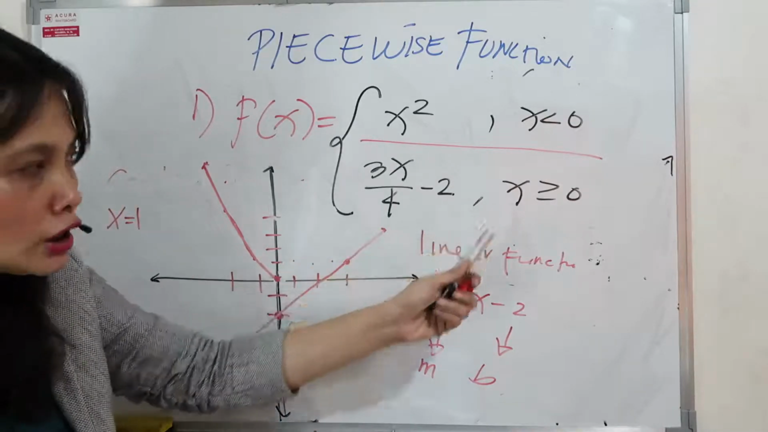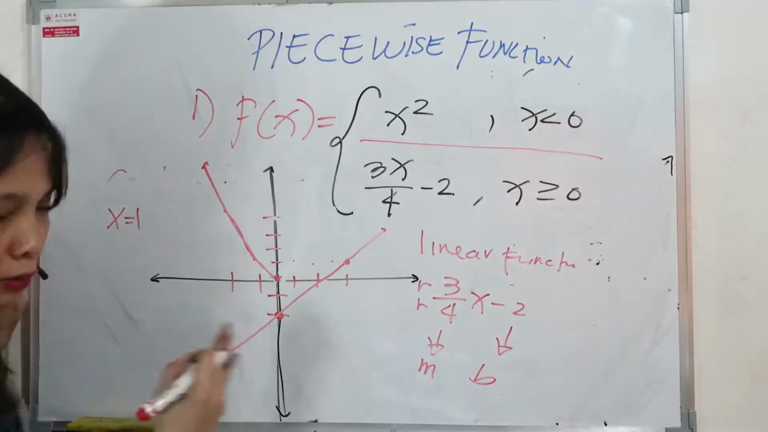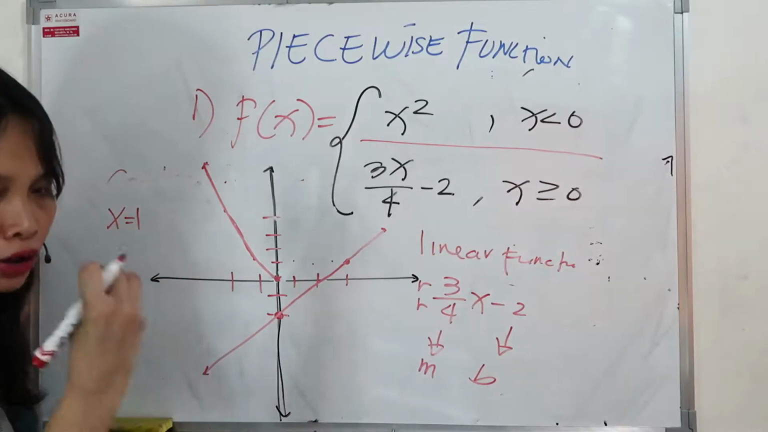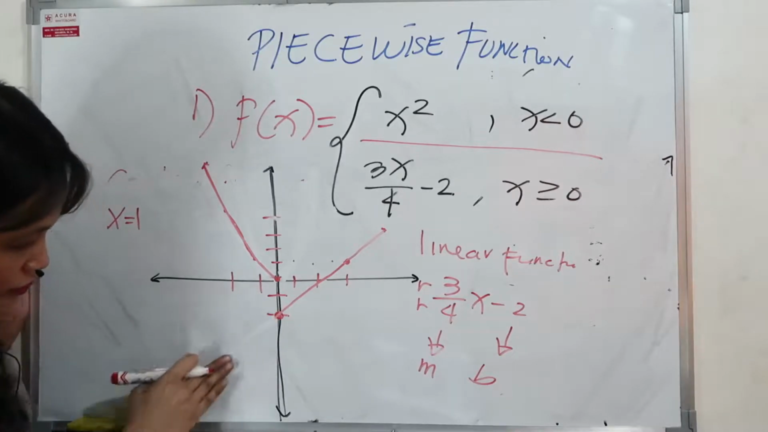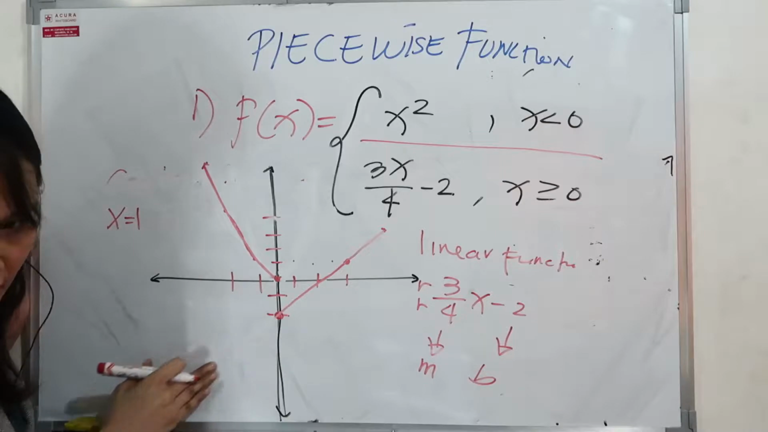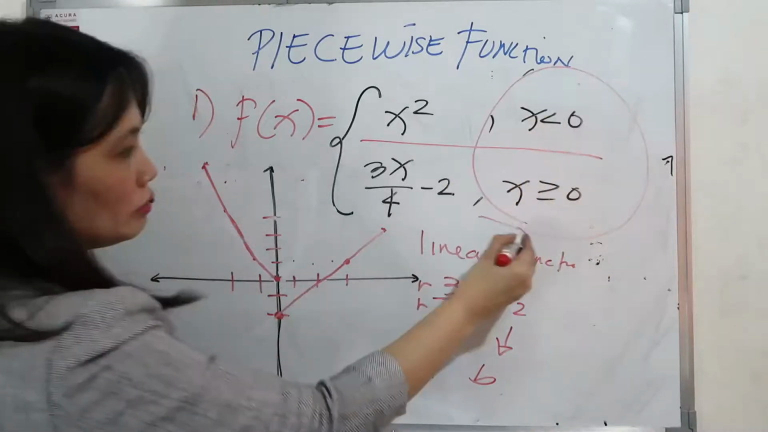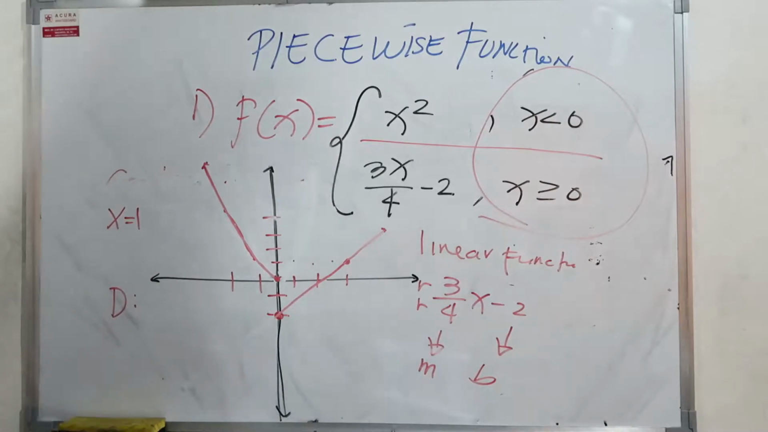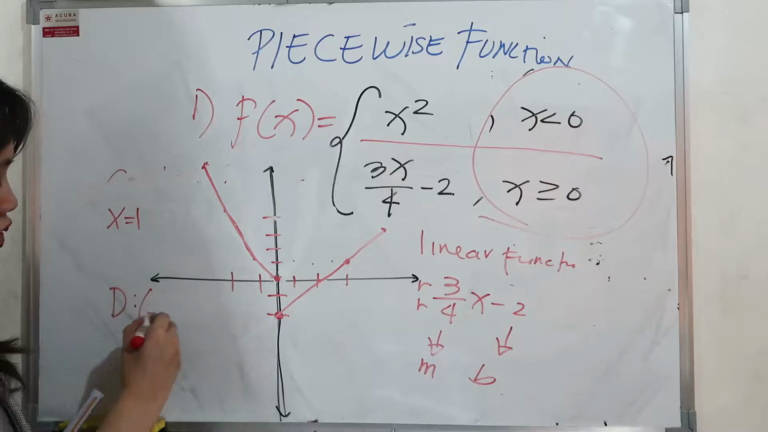But there's a condition. What's the condition? x must be greater than or equal to 0. So what part can be deleted, the part that is not included? Okay, this left side. Now, what is your domain based on the condition? Are all real numbers possible based on the condition? Okay, so your domain is from negative infinity to positive infinity.